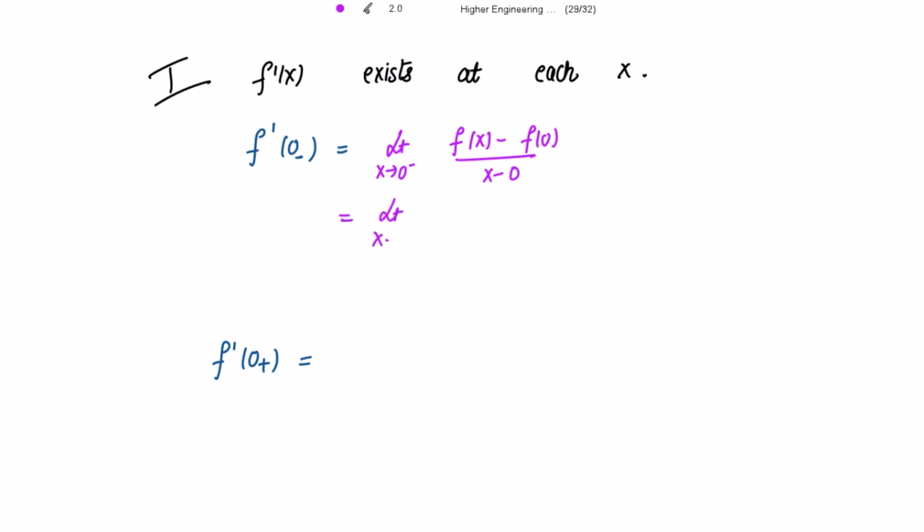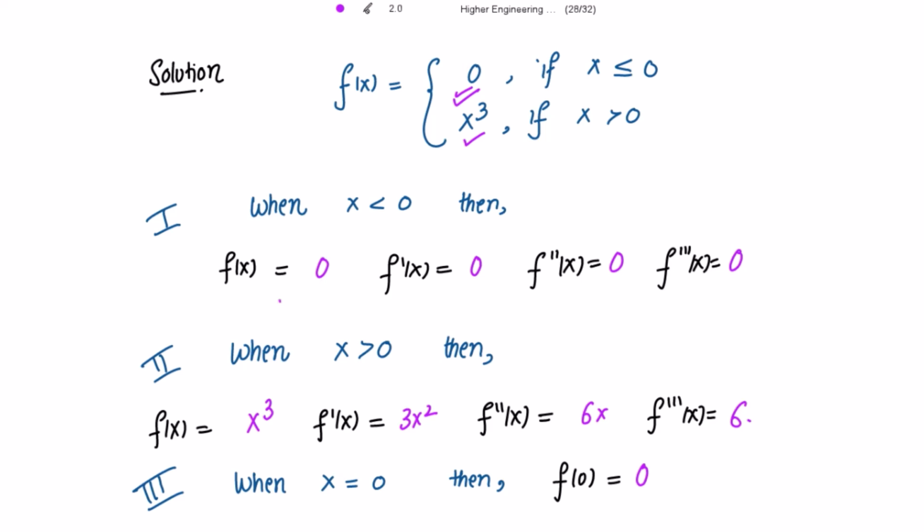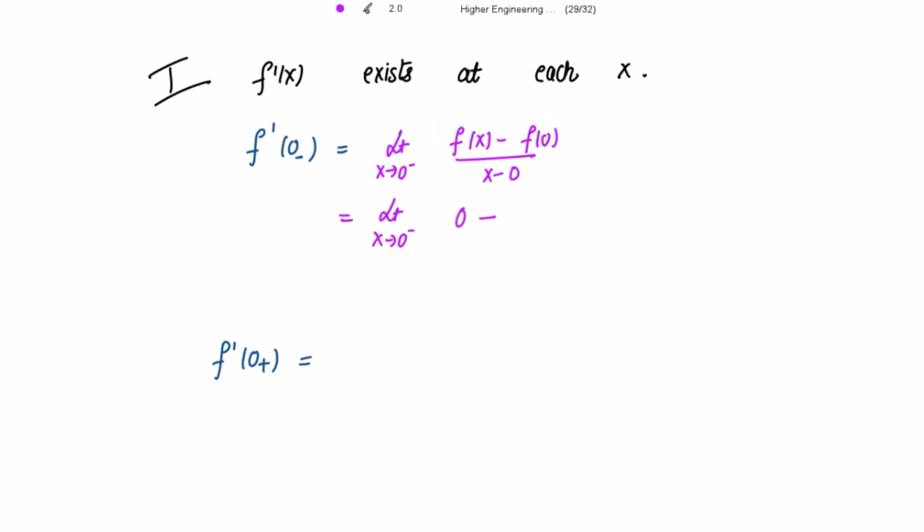So this is limit x tends to 0 negative. This 0 negative means x is strictly less than 0. What is the value of f(x) at x strictly less than 0? We have this to be 0. So this is 0 minus, and f(0) is 0, divided by x minus 0. That is equal to 0.